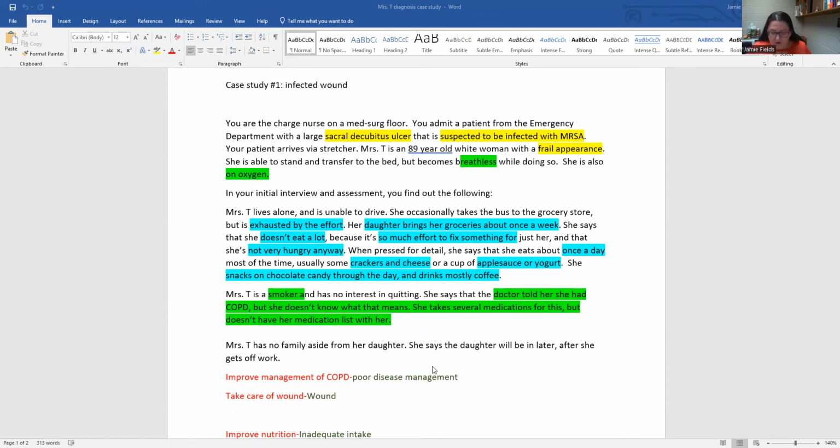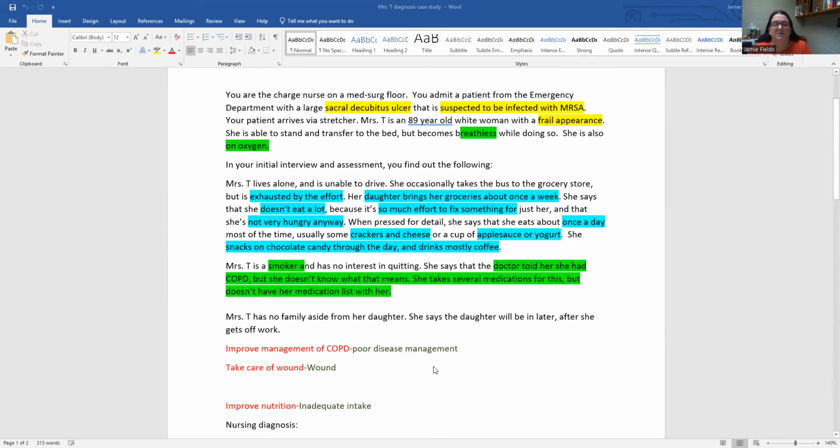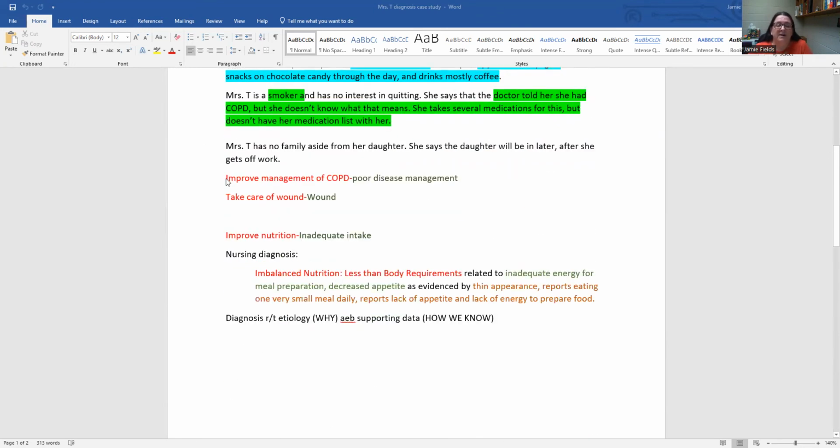So think about what you want to do for your client. Well, I want to help this client manage her COPD better. And I want her to help her take care of her wound. And I want to help improve her nutrition. Okay. We could choose any one of these things to make a nursing diagnosis. Any one of them. We want to look at what the highest priorities are.